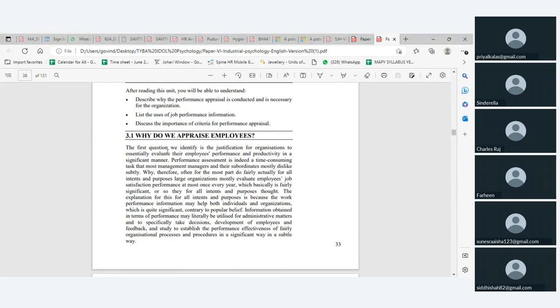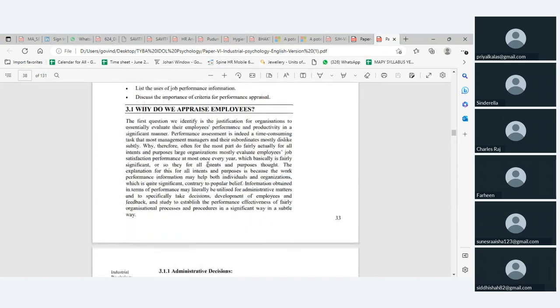So this 3.1 says that the first question is the justification for organizations to evaluate employees' performance and productivity in a significant manner. Performance assessment is indeed a time-consuming task that most managers and their subordinates dislike. Therefore, large organizations mostly evaluate employee job performance at most once every year. So that's the problem with the book.